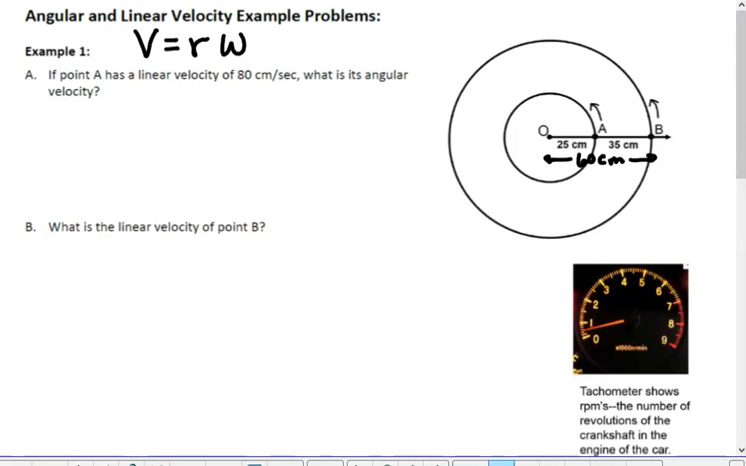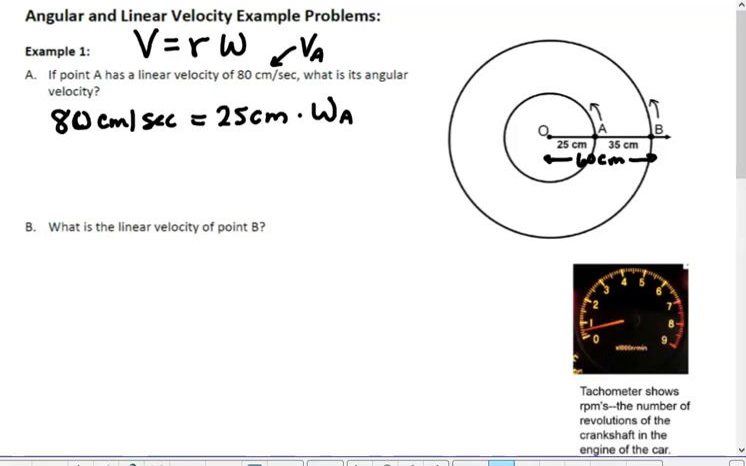And they're both rotating, and we are given the information that point A has a linear velocity of 80 centimeters per second. So this would be V, right? So V for point A. So we can say then that 80 centimeters per second is equal to the radius that A is from the center, 25 centimeters, times omega, which is what we're trying to find, omega of point A.